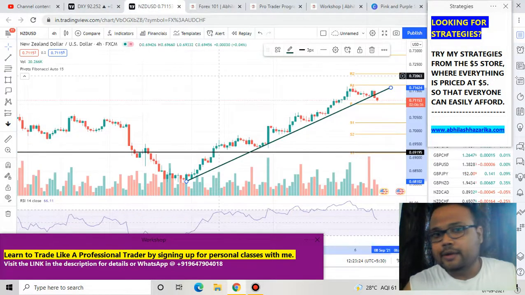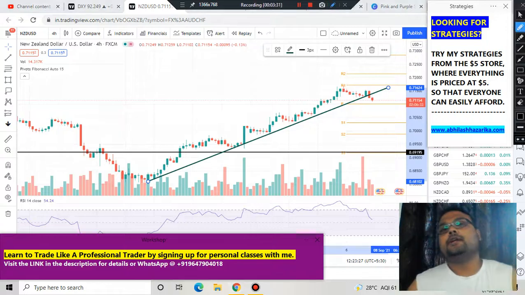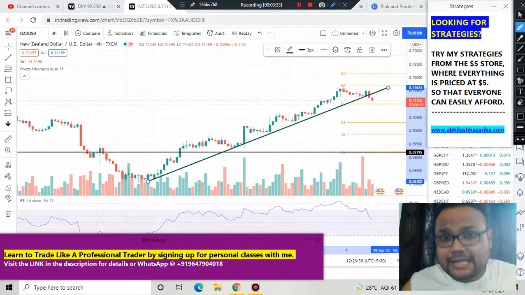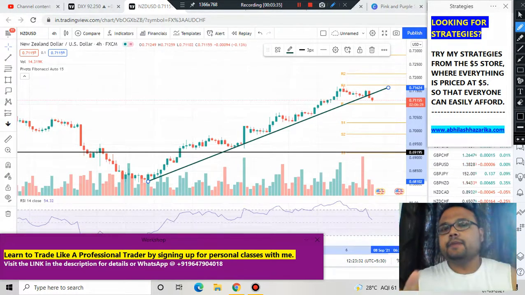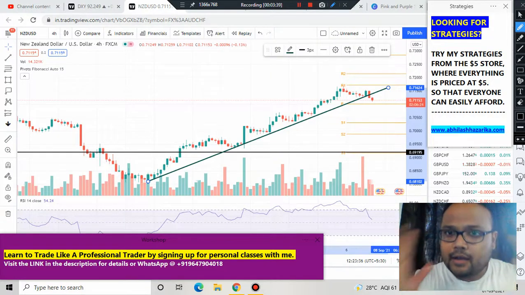And let's go back to the chart of NZD USD now. So what should be a strategy on New Zealand dollar US dollar? As you can clearly see, NZD USD was very much bullish, so we cannot deny the fact that this is a bullish market, an uptrend market.